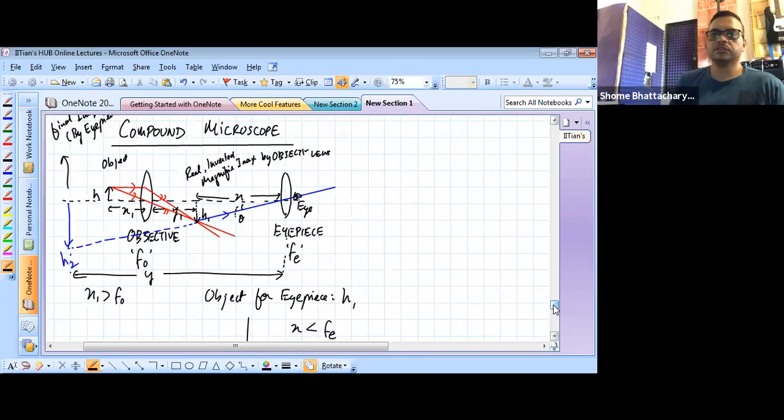I'll just take you through the ray diagram once so that you understand this. Okay, people, so hope this is clear.